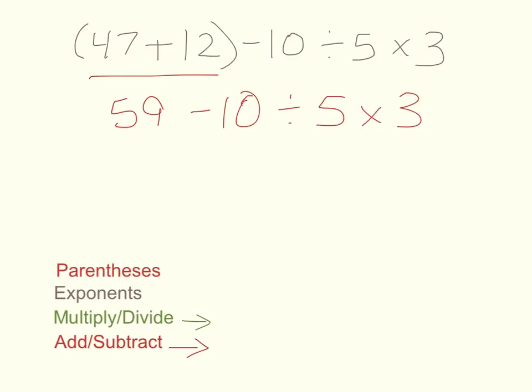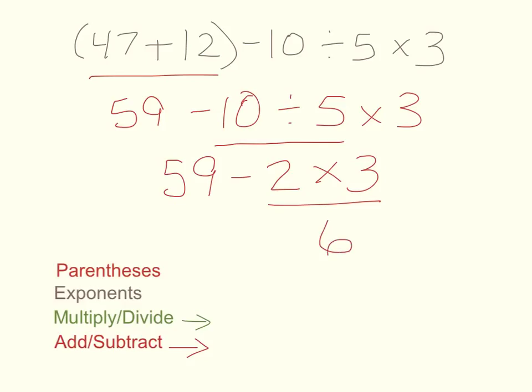Next, I have multiply and divide left to right. So going left to right, this 10 divided by 5 is first. So I'm going to take 10 divided by 5, that gives me 2. Bring down my 59 minus 2 times 3. And next will be my multiply, because that comes before the subtract. 2 times 3 is 6. Bring down my 59 minus 6, and that equals 53. If you got that answer, you are ready to try some more on your own.